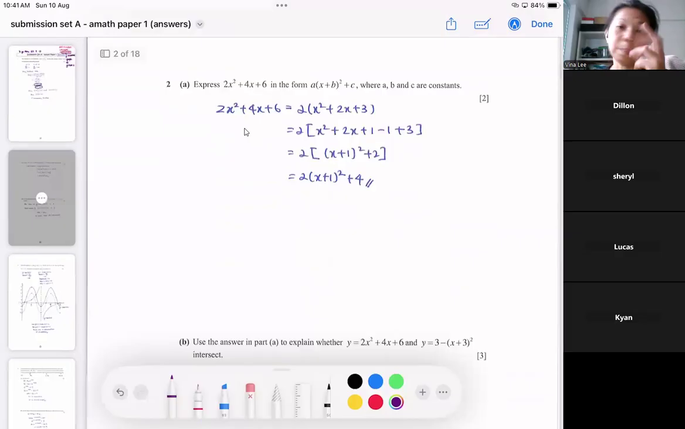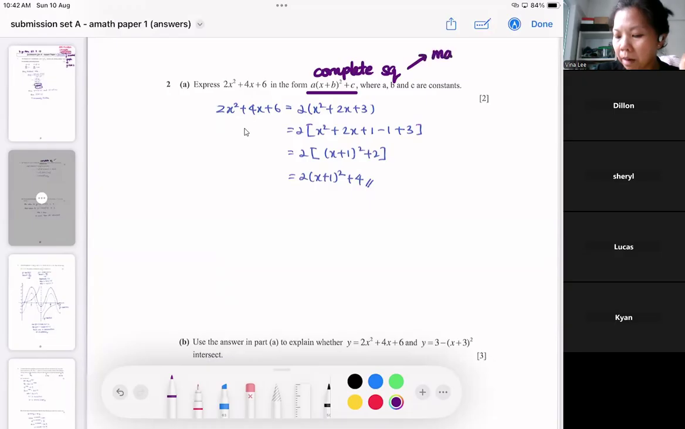Question 2 is a specimen paper question, so please take note of it. Eventually, I will be getting all of you to do the specimen paper as well. So 2A asks for completing the square. Most of you are okay with completing the square. The purpose of completing the square is to get the turning point, or the maximum or minimum value or the coordinate. So that is the application of completing the square.